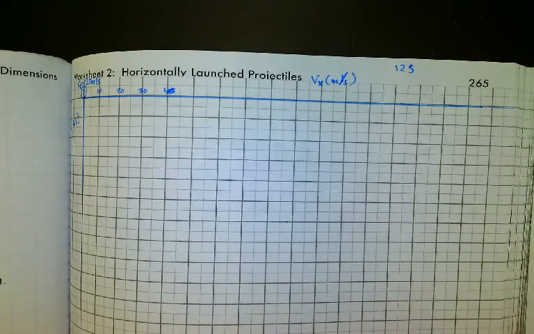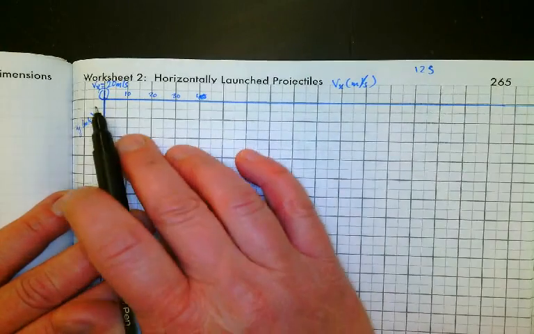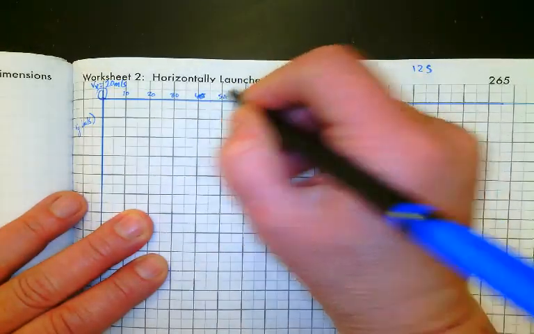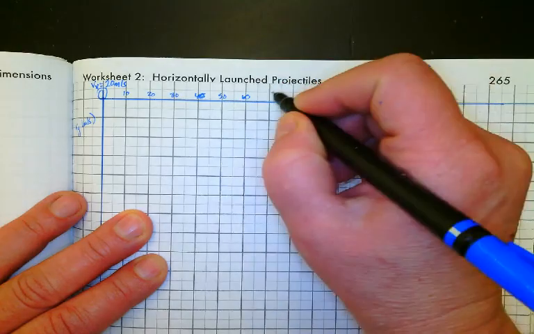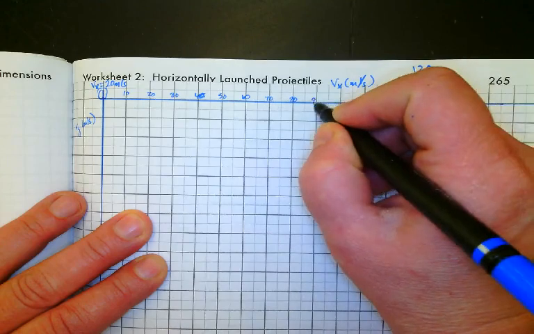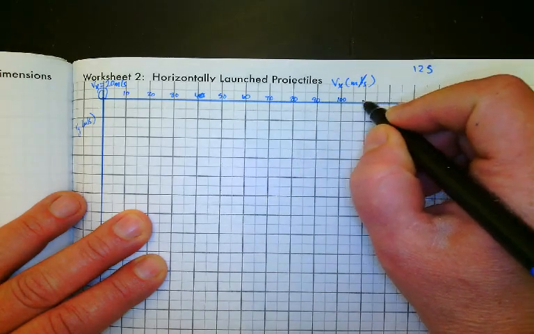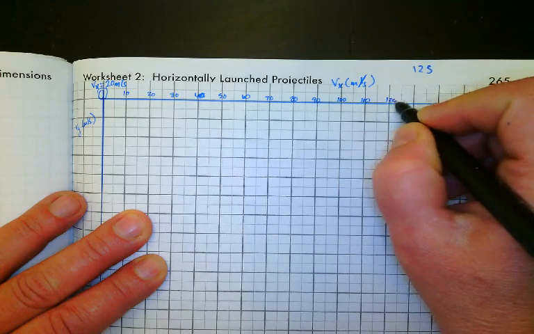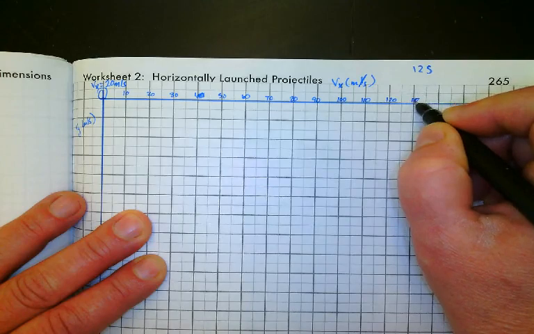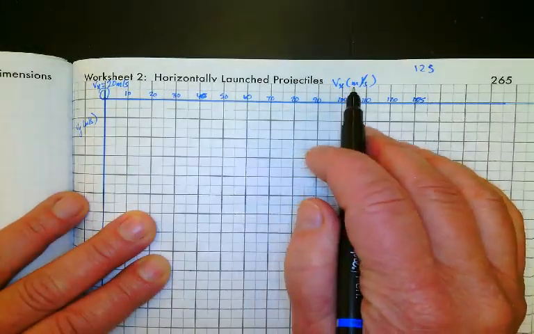Develop a horizontal projectile model. On page 265, you're going to draw this line. Every dark line is 10, and we're going to go all the way to 120. Go ahead and fill this out. I'm going to go to 130 or 125 just to be an overachiever. This is our Vx in meters per second.